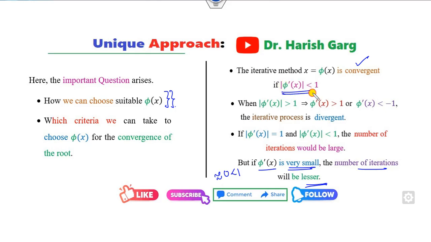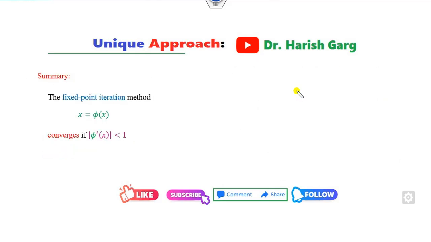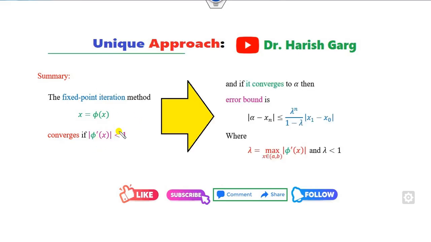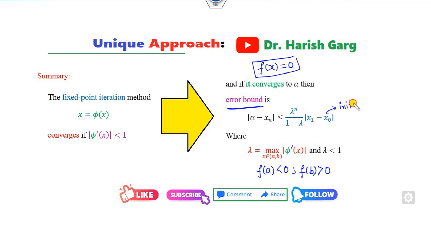You can choose phi such that phi dash should be less than 1. So once you know what phi is, you can define the error bound like here, where lambda is the maximum of the first derivative, where a and b are such that f of a is less than 0 and f of b is greater than 0. What is f? The equation whose root you have to find. And x naught is the initial guess, and x1 is the first approximation point, which is obtained by this method.